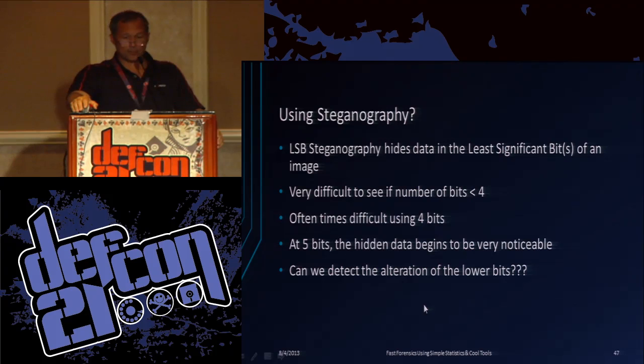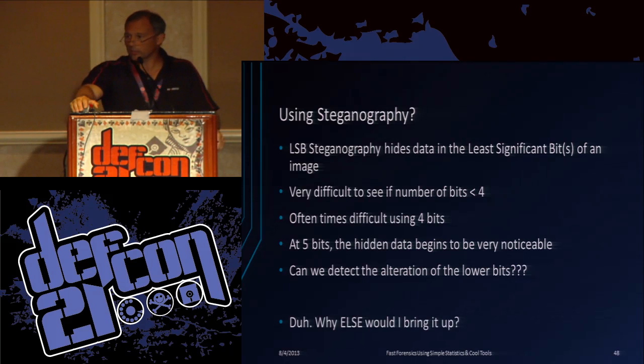Are we using steganography? Okay, LSB steganography hides data in the least significant bit. Very difficult to see if the number of bits is less than 4. There's some cover images where you can see them, but others where you can't. And sometimes even at 4 bits in a normal picture, you can't even tell. Okay, 5 bits is when you can really start to tell. So what about with the histogram? Well, of course, otherwise I wouldn't bring it up, right?